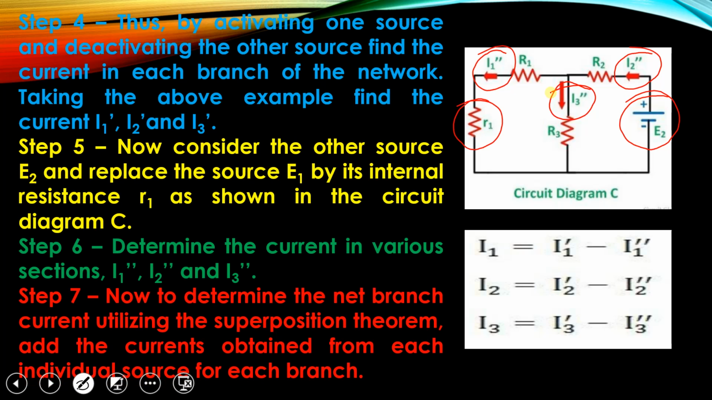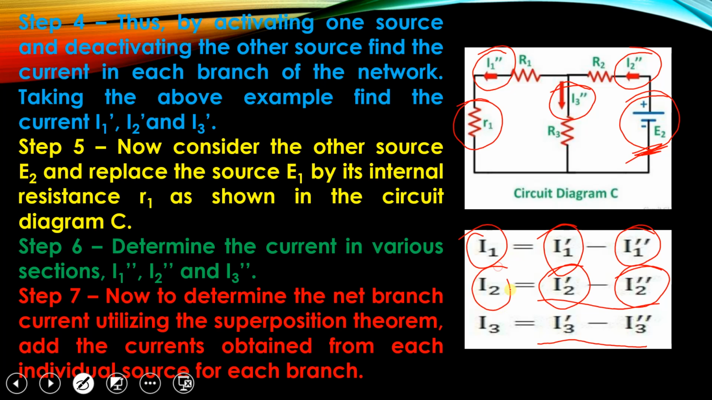Then step 7, to determine the net branch current utilizing the superposition theorem, add the currents obtained from each individual source in each branch. I1 is the resultant current of the two circuits. It is given by I1 dash minus I1 double dash, I2 is equal to I2 dash minus I2 double dash, and I3 is equal to I3 dash minus I3 double dash. I1 dash is the current when we consider the voltage source E1, and I1 double dash is the current when we consider the voltage source E2. Similarly, I2 dash is the current when we consider E1 and I2 double dash is the current when we consider E2. So I1, I2 and I3 are the resultant currents by the superposition theorem.